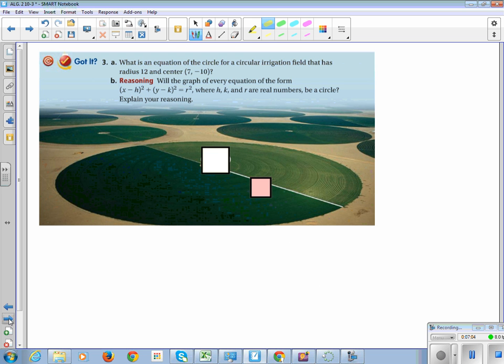All right, so let's see how translations can affect real-world scenarios. What is an equation for a circular irrigation field that has a radius of 12 and a center at 7, negative 10?